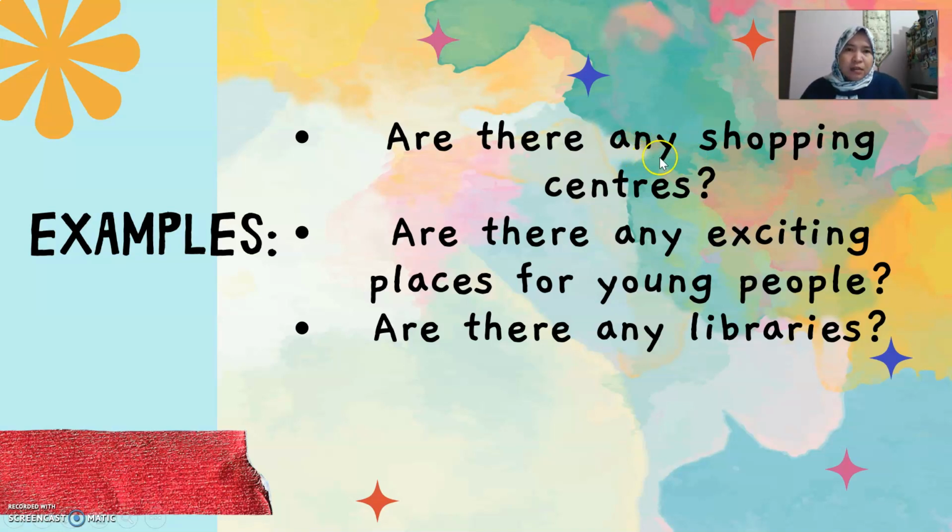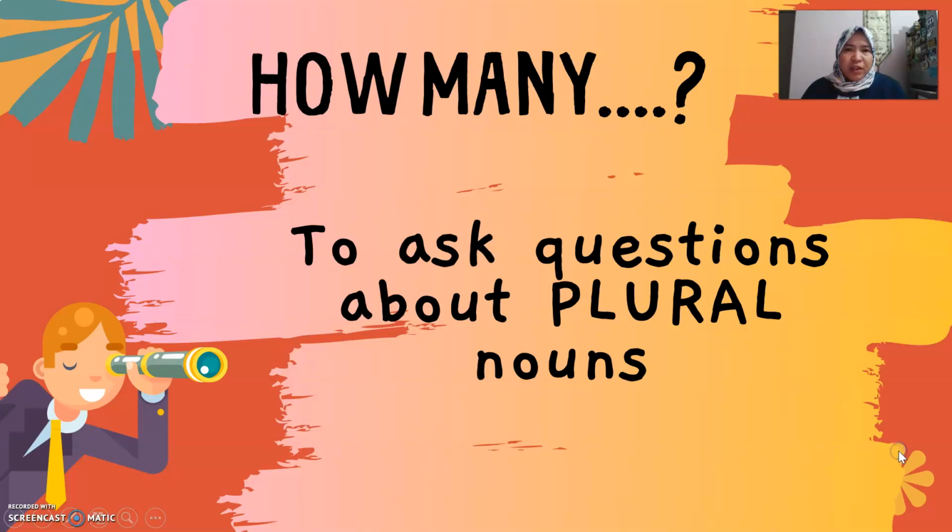This refers to plural nouns, shopping centers. Are there any exciting places for young people? Exciting places. And last but not least, are there any libraries? Libraries. So this refers to plural nouns. That's why you need to use are there. Right? Okay, moving on.